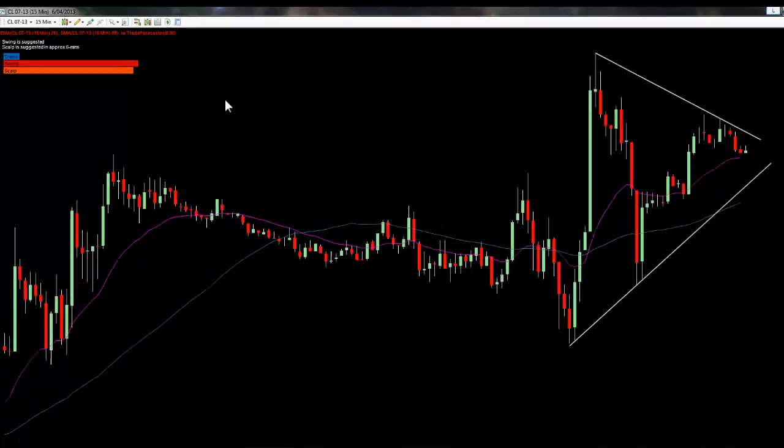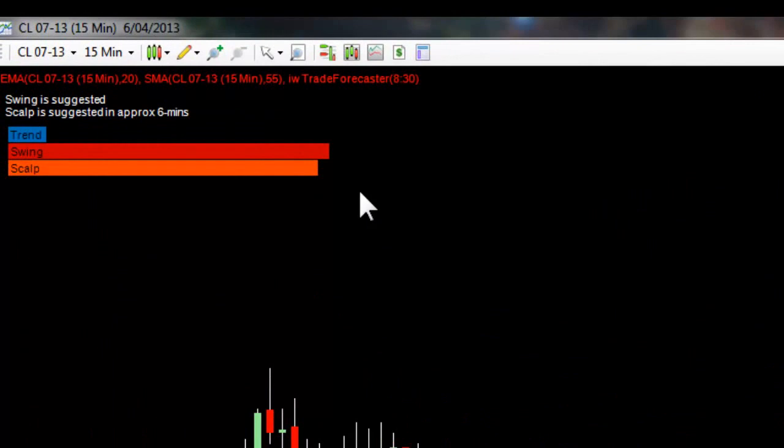So just a real quick overview, Trade Forecaster, very helpful tool. If you're struggling with knowing what the market condition is, how to best handle the market, what is coming or likely coming down the road, then Trade Forecaster is the tool for you. Check it out. I know you're going to like it.